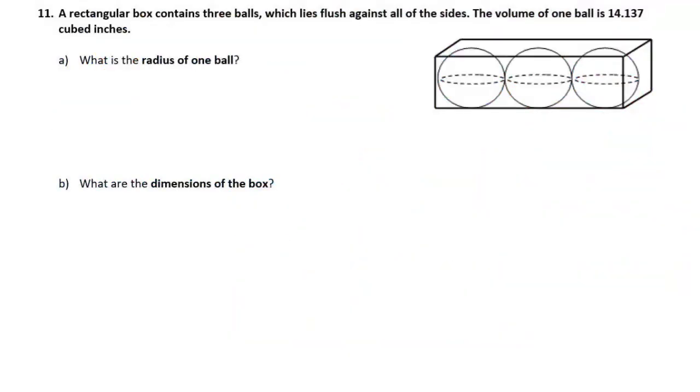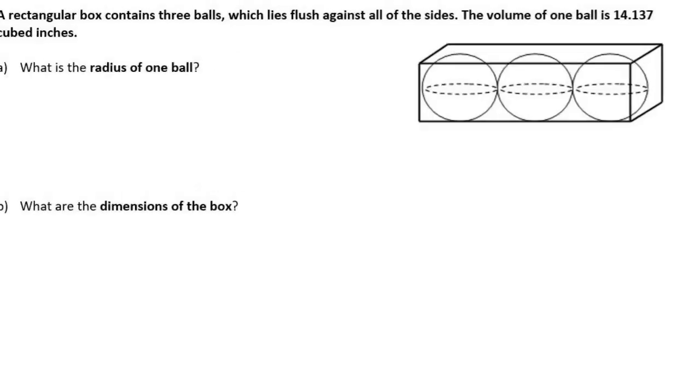A rectangular box contains 3 balls which lie flush against all the sides. What does it mean again when it says they lie flush? They fit snug. They fit perfectly. They fit snugly. So there's no extra room. There's no gaps and nothing is bulging. The volume of one ball is 14.137 cubed inches. What is the radius of one ball?